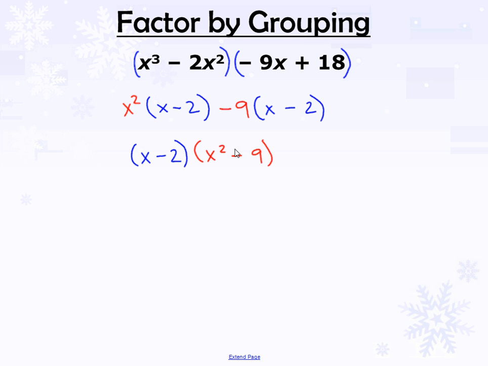Once you get to this step, you need to look at your quadratic and see if it continues to factor. In this example, x squared minus 9, this is a difference of squares. X squared is a perfect square, 9 is a perfect square, so this one continues to factor further. So my final answer here is going to be x minus 2, and then when I factor this guy, it factors into x plus 3 times x minus 3.